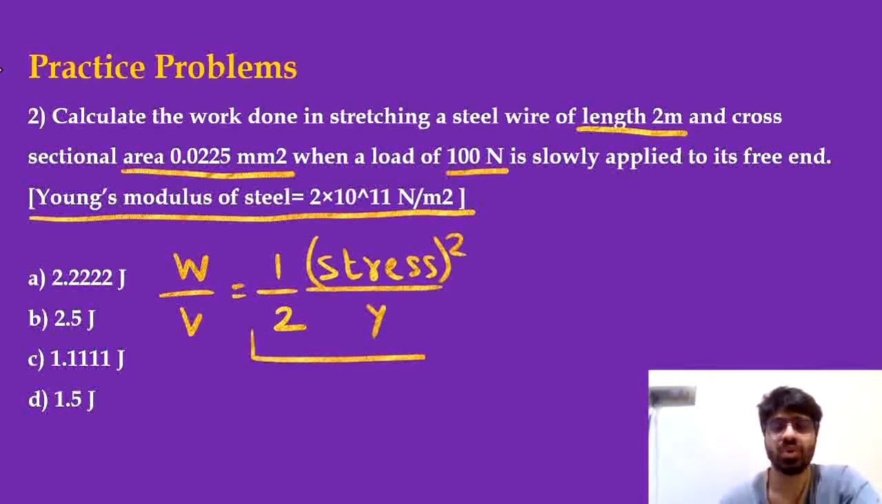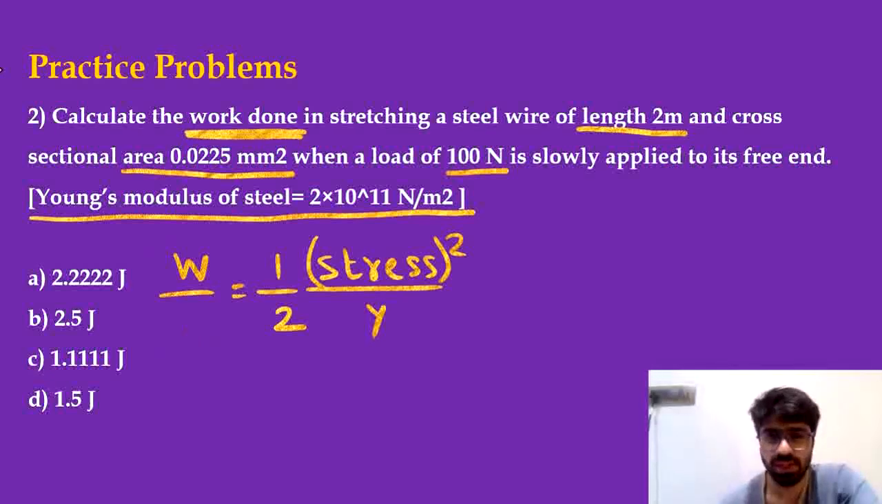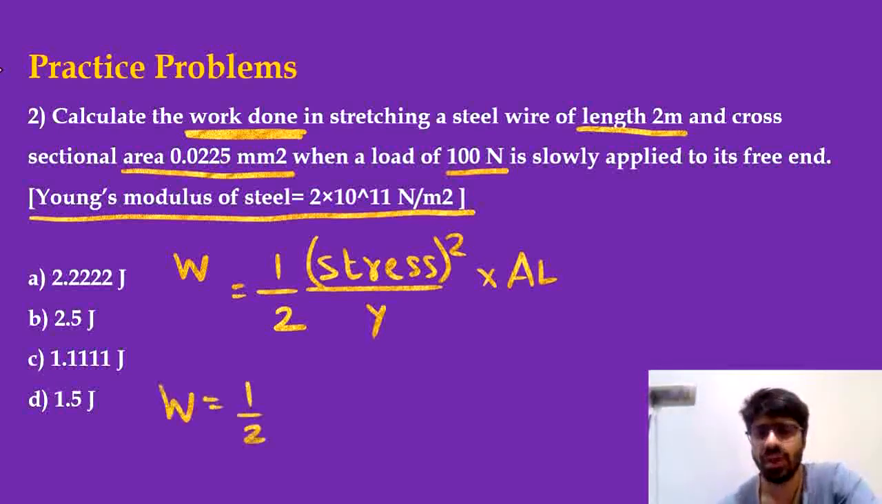Keep in mind that if you use only half into stress square upon Y, that value will be a wrong value because that would represent simply the work done per unit volume. What you need to calculate is the entire work done. So you need to take that volume on the right hand side and write that volume as A into L, and that is what will finally give you the value of work done. So work done will be half. We can write stress as F upon A.